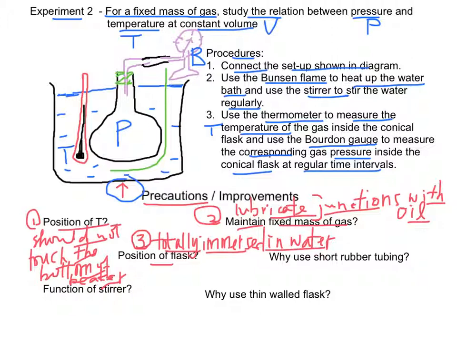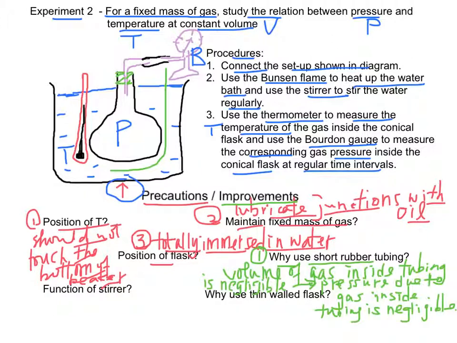Next, let's see the improvements in the experiment to make the result more accurate. The first thing is, why should we use short rubber tubing? The reason is that for short rubber tubing, the volume of the gas inside the tubing is negligible. That means the pressure due to the gas inside the tubing is also negligible.